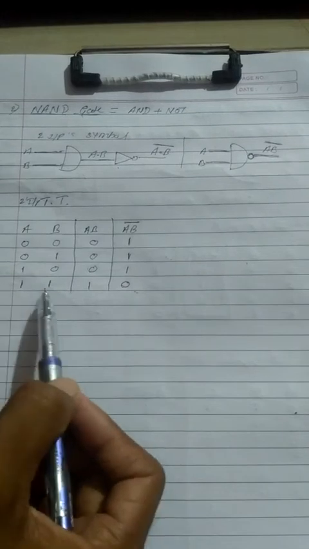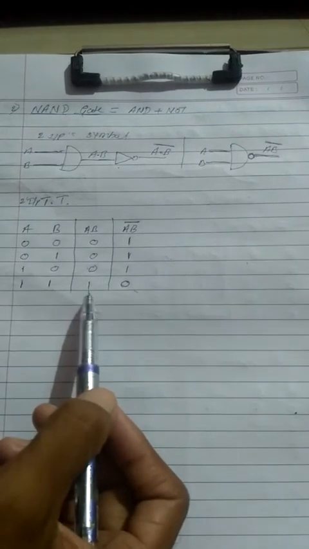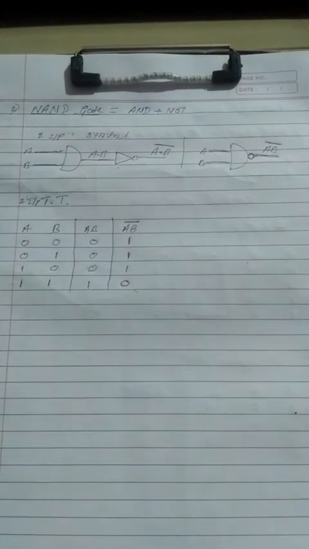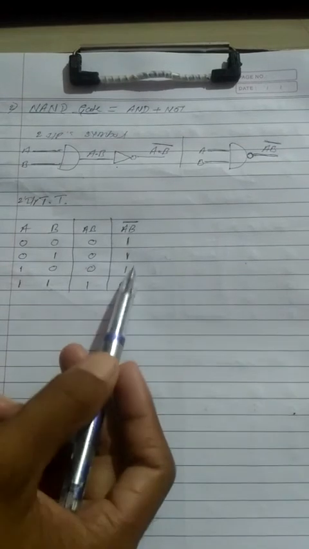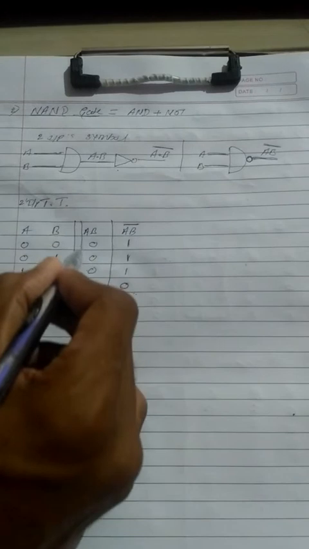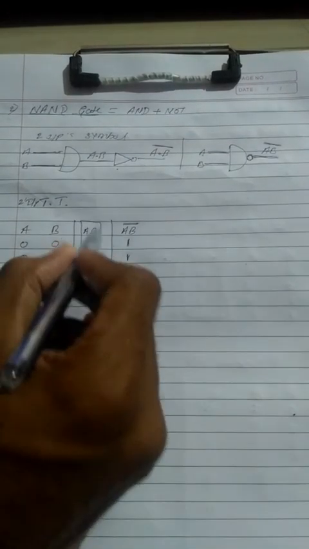So this output is exactly the reverse of the AND gate. This is an AND gate, this is a NAND gate. In an AND gate, when all the inputs are high, then the output is high. In a NAND gate, it is reversed: when all the inputs are high, then the output is low. Otherwise, the output is high. This is the two inputs NAND gate truth table. This is not necessary for you for the NAND gate; I am just showing it for your purpose.